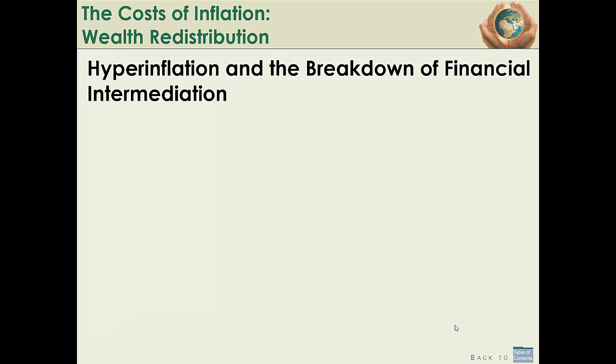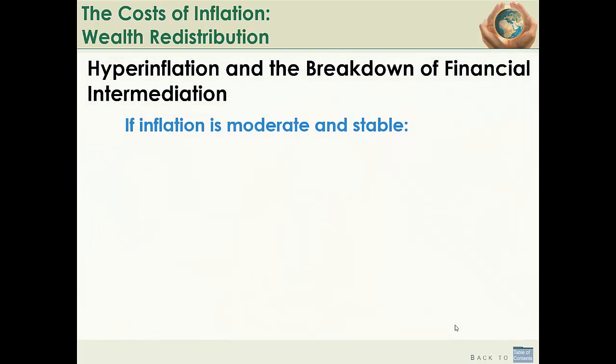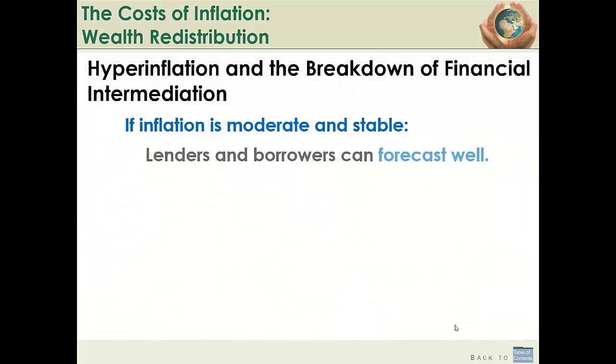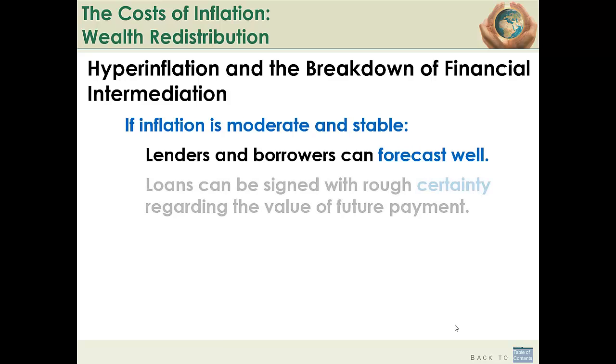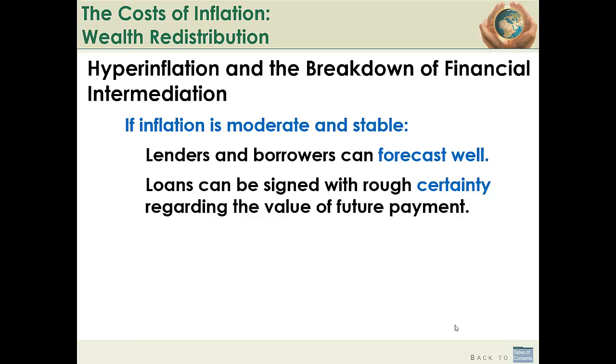Now, hyperinflation can break down financial intermediation. If inflation is moderate and stable, then lenders and borrowers are able to forecast inflation rates fairly well. Loans can be signed with rough certainty regarding the value of future payments. Again, remember we talked about earlier that the amount of the real return that I earn depends upon what the expected inflation rate is. Well, if I have a pretty good idea about what the expected inflation rate is, then I will set my nominal return at a rate that will give me a desirable real return.